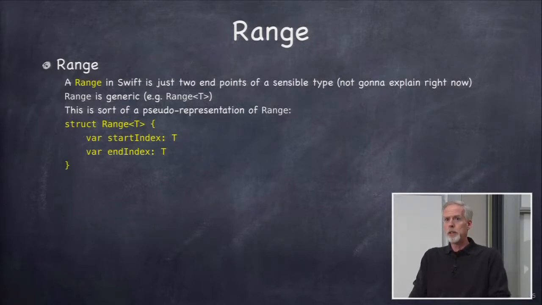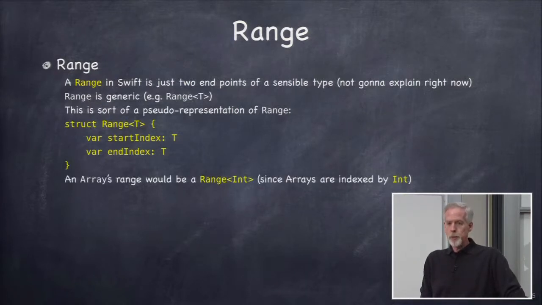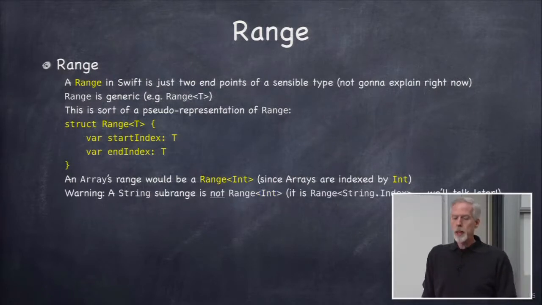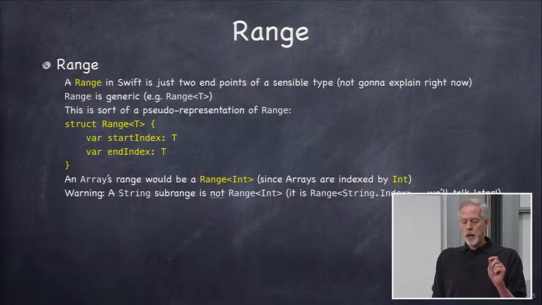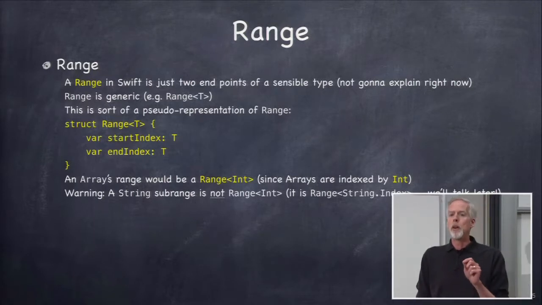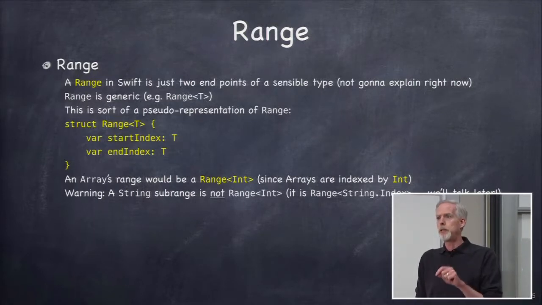And it is a struct. You can go and get those values and set those values out of there. So array's range would be range of int. For a string, you would think that subranges of strings would also be specified by an int, but it's not. There's a special type called string.index, which is an index into a string. I'm going to talk all about that in a later slide.